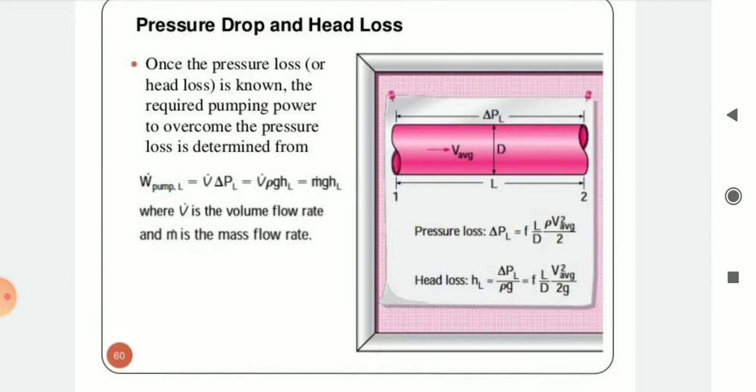Once the pressure loss or head loss is known, the required pumping power to overcome the pressure loss is determined. W_pump,L = V̇ΔP_L = V̇ρghL = ṁghL, where V̇ is the volume flow rate and ṁ is the mass flow rate.